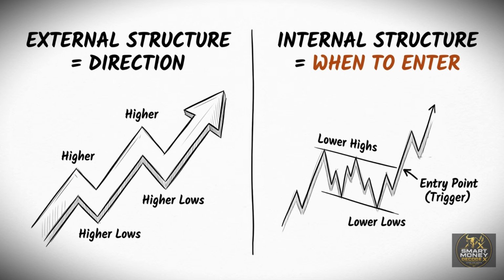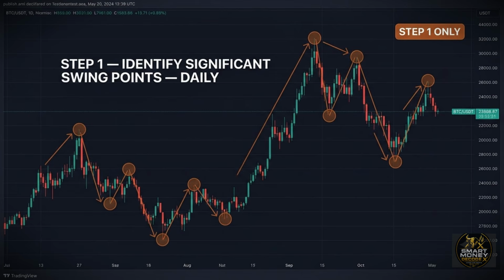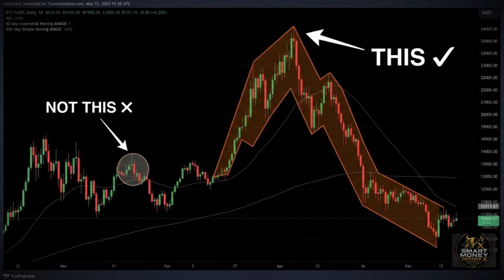Reading market structure in real time. Now let's put it all together into a practical process for reading market structure in real time on any chart. The first step is to identify the most significant swing highs and swing lows on the higher time frame. These are the anchors of your structural analysis. You are looking for swing points with multiple candles on each side confirming the peak or trough. Not every small candle reversal. Significant swing points that represent real battles where one side clearly won.